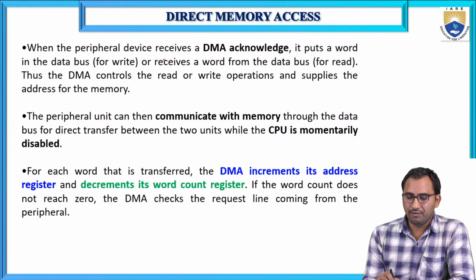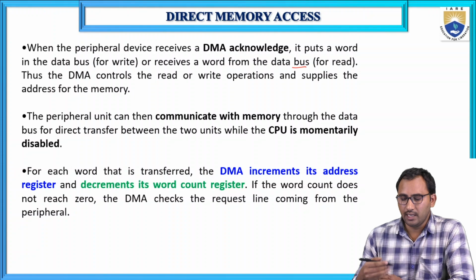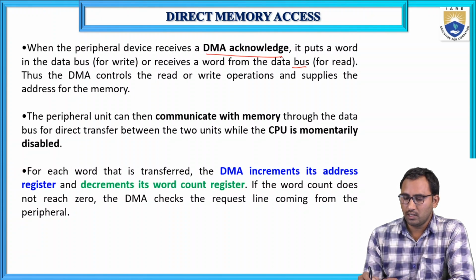And when the peripheral device receives the DMA acknowledgement, it puts the word on the data bus or receives a word from the data bus. Whenever the peripheral device receives a DMA acknowledgement, it indicates that the IO device can start transferring, so the IO device data will be kept on the data bus in order to either transmit or receive the data.